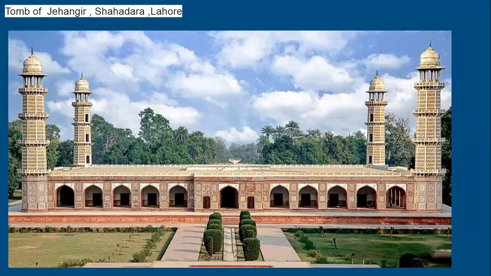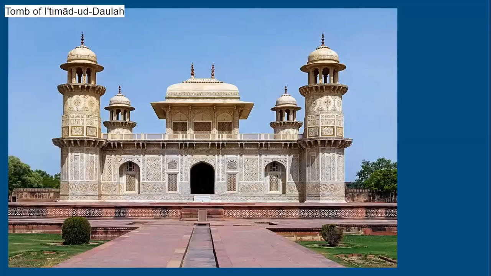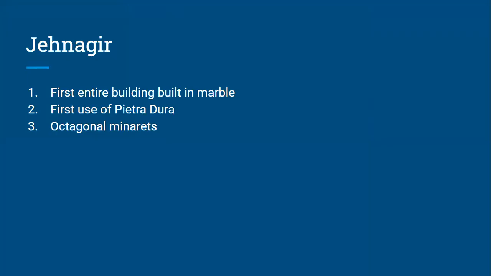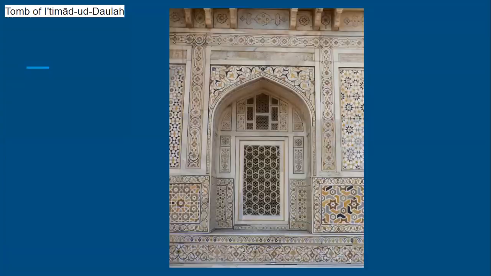So under Jahangir we have very little architecture because his orientation was more towards painting. And yes, definitely we saw the example of gardens, right? Under Jahangir we saw the Shalimar Bagh, which is in Srinagar. So that is important. So the 3 important features: first time entire building in pure white marble, first time use of Pietra Dura, and octagonal minarets.